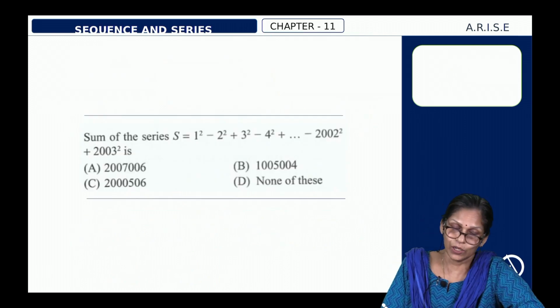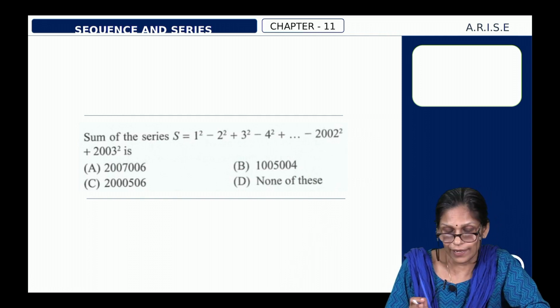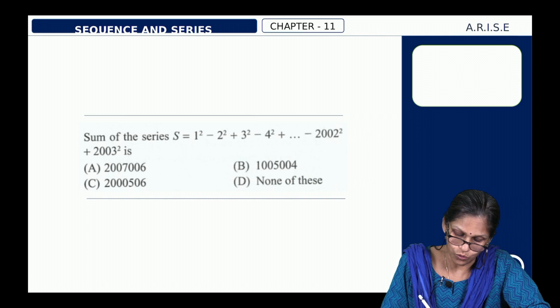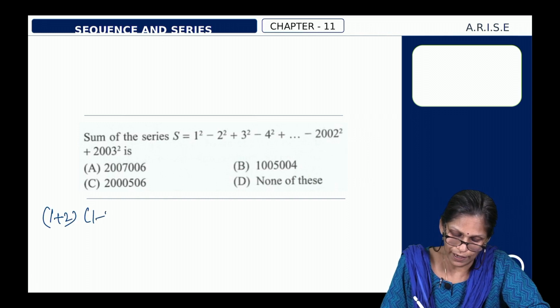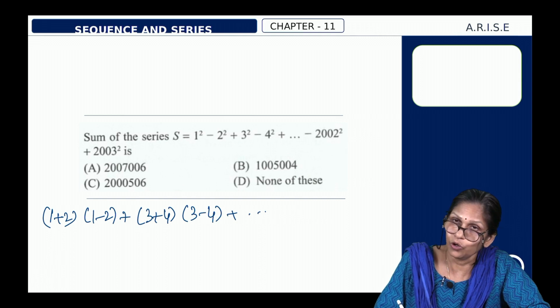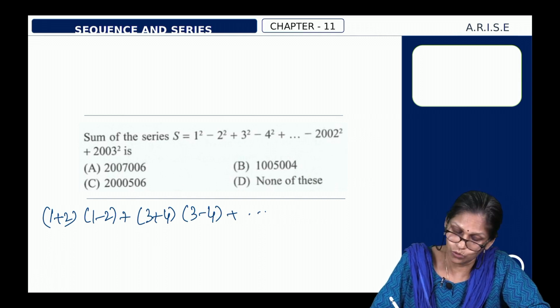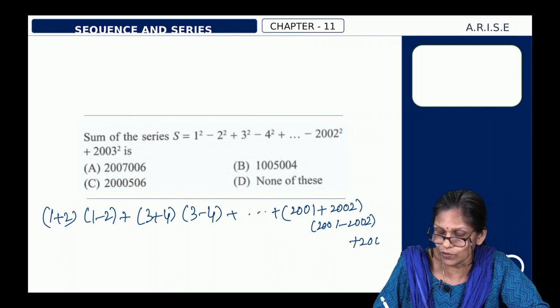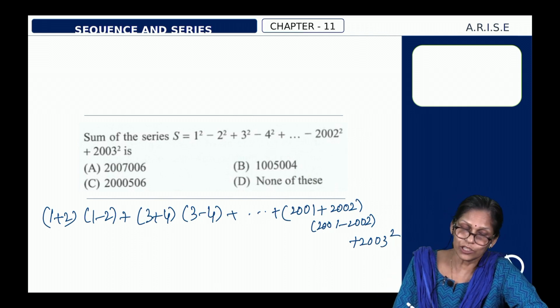Now sum this sequence. So look at it, you group pairwise and use the expansion for a squared minus b squared as a plus b into a minus b. The first two would be 1 plus 2 into 1 minus 2, plus next is 3 plus 4 into 3 minus 4. Now you are going to group 2001 squared minus 2002 squared, which would be 2001 plus 2002 into 2001 minus 2002. Now there is a 2003 squared which is unpaired.